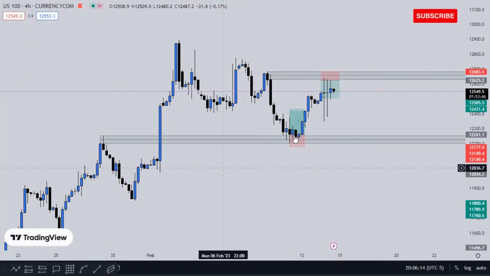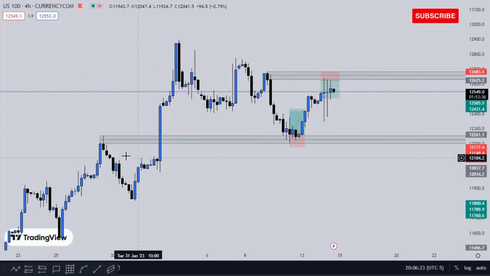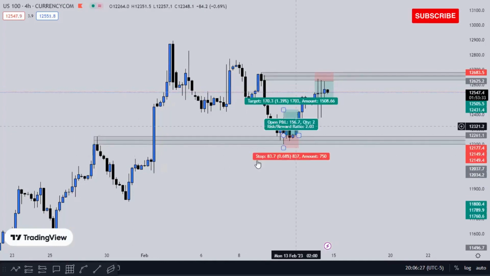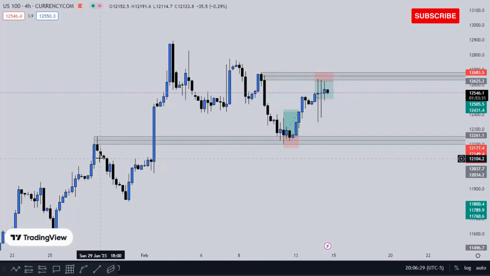Okay, and if you see my entry right here, see my entry is really, really early because I used the buy limit. I just placed my buy limit there, and that's it, and I go to sleep. So if I was waiting for some kind of confirmation, I'll be entering around this candle here, and my stop loss will be way bigger, and my targets will be way bigger. And most of the times, the market might just reverse at midway.